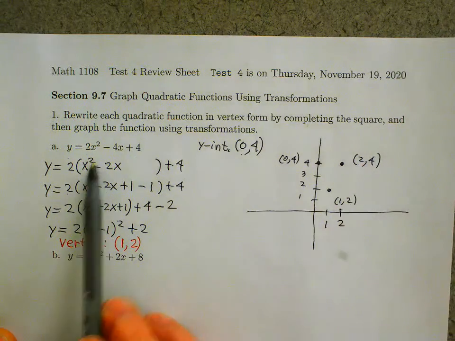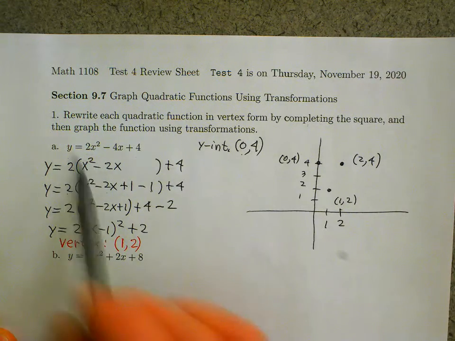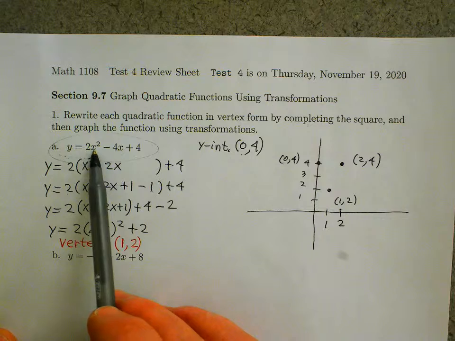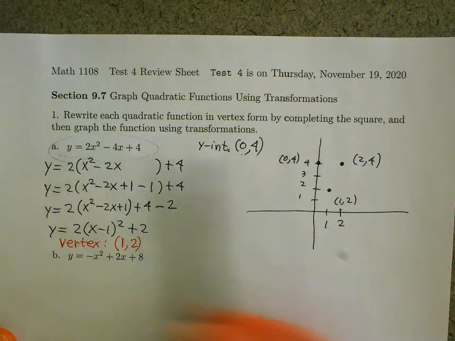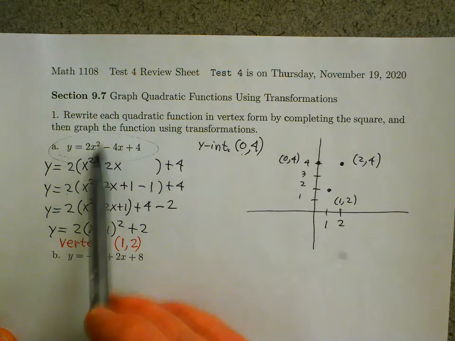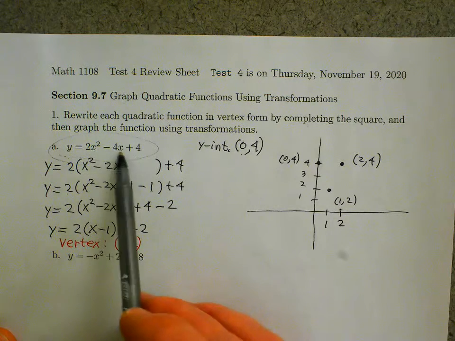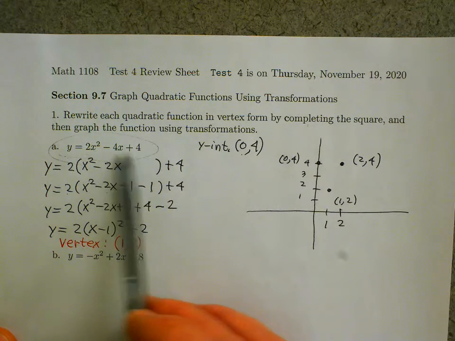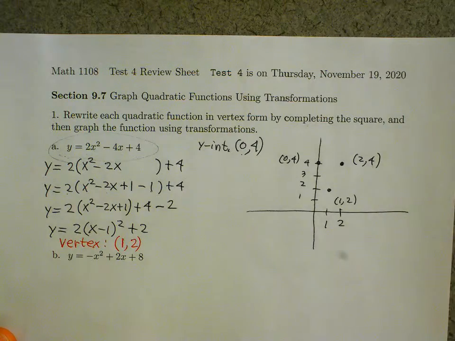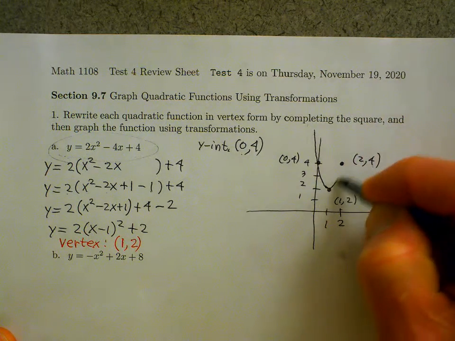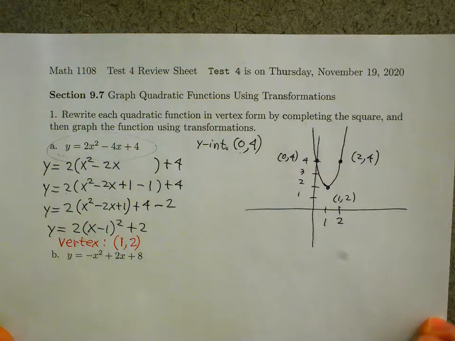And if you want to verify it, you can. Remember, use this as a formula for finding y-coordinates whenever you pick an x-coordinate. So when x is 2, 2 times 2 squared is 2 times 4, which is 8. 8 minus 4 times 2. 8 minus 8 is 0. 0 plus 4 is 4. So everything works out. So there's our parabola.